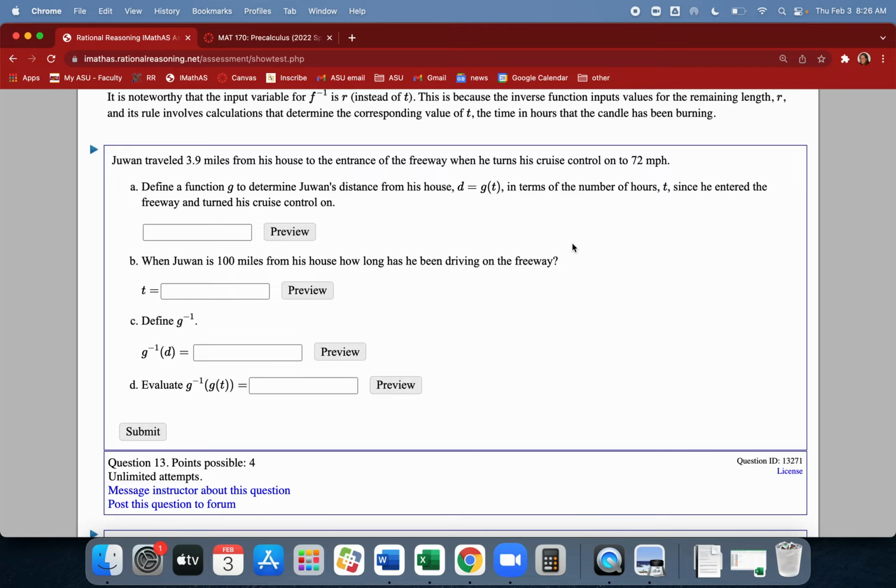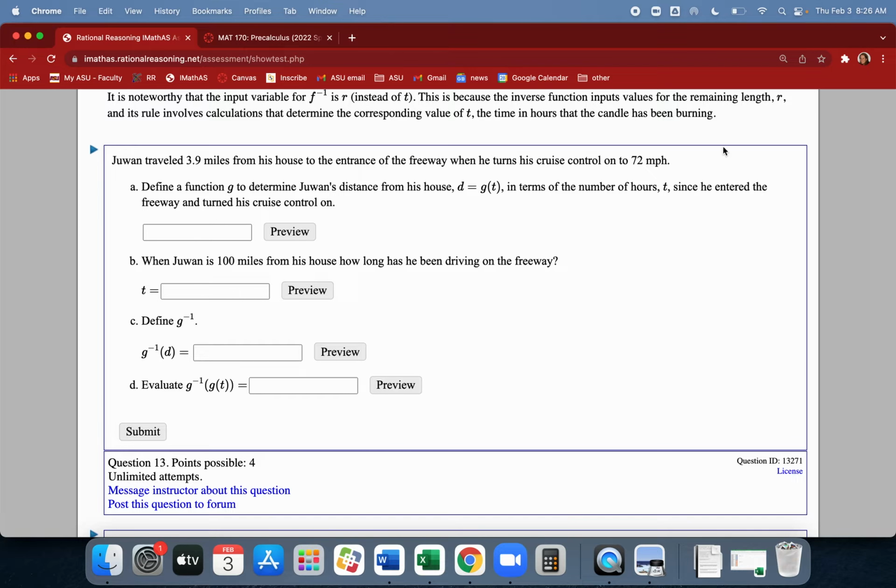Joan traveled 3.9 miles from his house to the entrance of the freeway, and he turns his cruise control on to 72 miles per hour. So we want to find a function g that determines his distance from his house in terms of the number of hours since he entered the freeway and turned on the cruise control. Even though it's kind of a complex situation, we should be able to use the amount of time that's passed to figure out how far he is from home, or use his distance from home to figure out how long he's been traveling on the freeway.